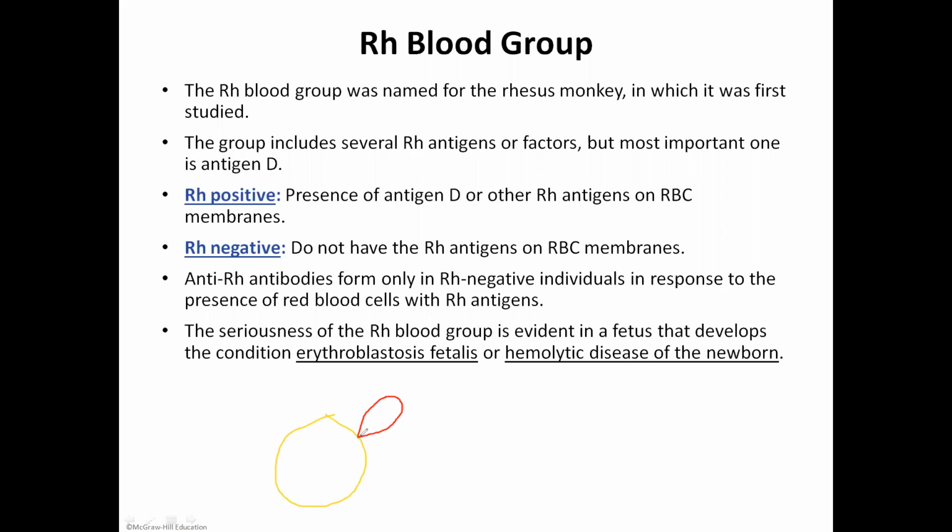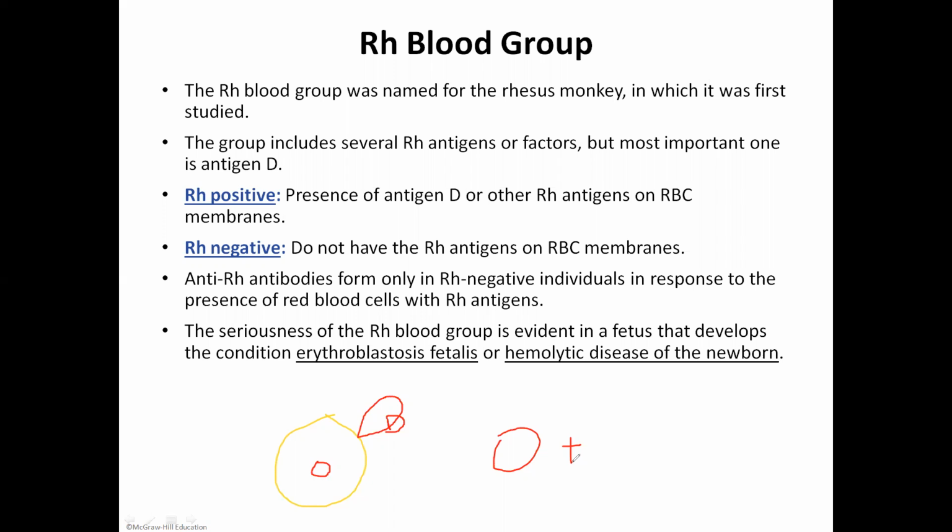But anyway, the Rh antigen is the antigen D. So for me, this is what my blood type looks like. I am O positive. And if you are O negative, you just don't have that D antigen. When it comes to antibodies, again, anti-Rh antibodies only come with the response of having it be present. And this isn't something that you're actually born with.